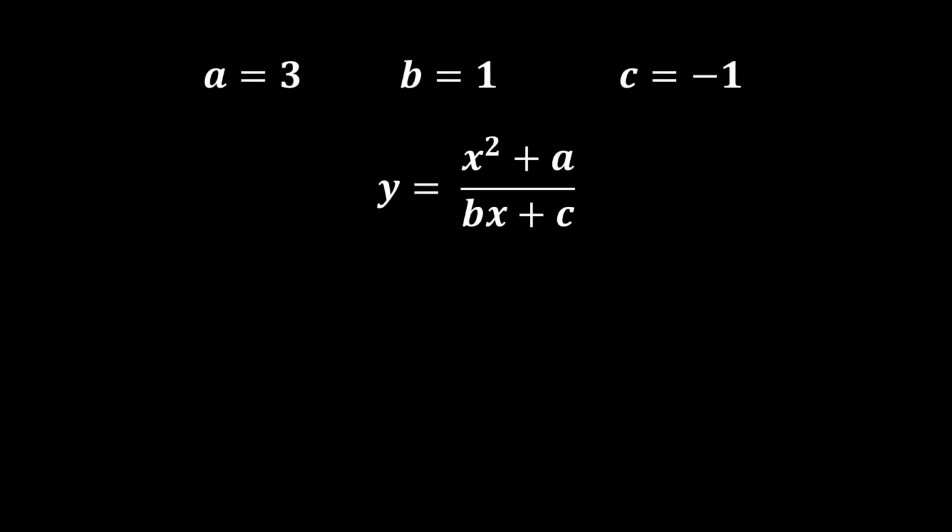So finally, we found the values of the three constants a, b, and c. We know now that a has a value of 3, b has a value of 1, and c has a value of negative 1. I'm now going to substitute these values into our function. So y now will be equal to x squared plus 3 all over x minus 1. I'm going to show you that this function satisfies what is given in the problem.